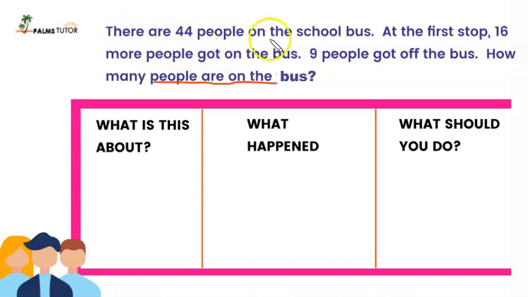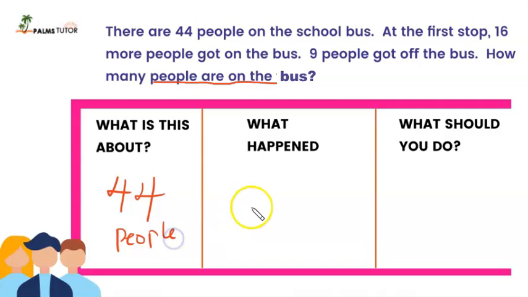There are 44 people on the school bus. Try to also imagine that, right? Imagine you have 44 people. We're interested in the people, not the school bus, so to say. So there are 44 people on the school bus.